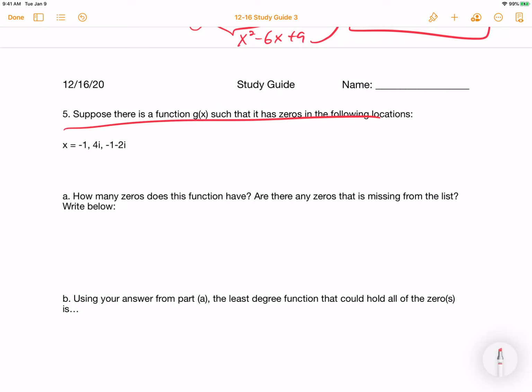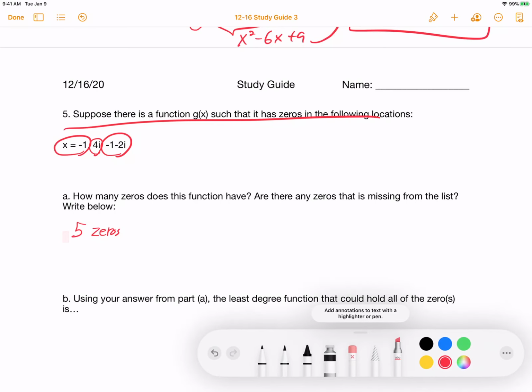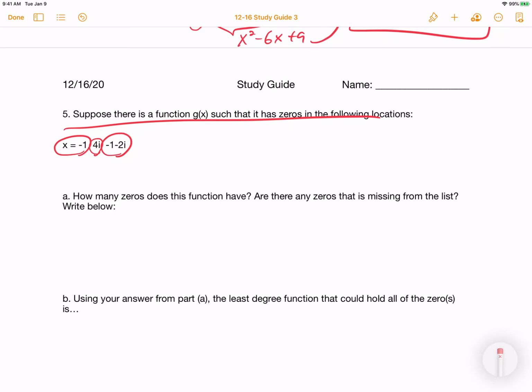All right, the last part. Suppose that there is a function g of x such that it has zeros in the following locations. I have a 1, negative 1, 4i, and negative 1 minus 2i. How many zeros does this function have? Well, see, it turns out that it's going to have a total of 5 zeros here. Well, actually, technically speaking, there's 1 real zero, if I want to be more specific with that. 1 real zero and 4 imaginary solutions.